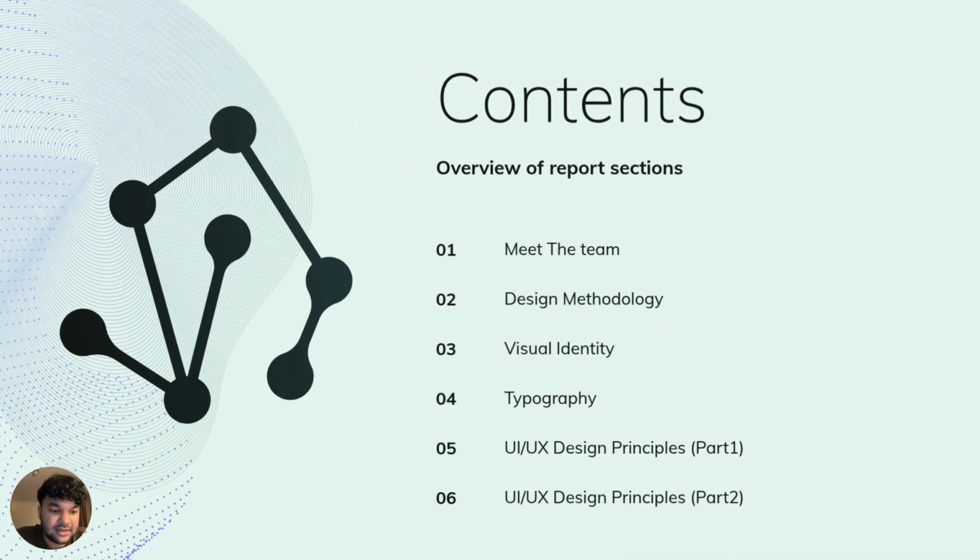Let's talk about the contents in this presentation. Here's an overview of what I'll be covering in our presentation today. First, I'll introduce you to our wonderful team and explain our overall mission for this project. Next, I will talk about our design methodology, how we approach this project from concept to real life execution of the software. After that, I'll share our visual identity and the reasons behind our color choices. Then I'll explain our typography and why we chose certain fonts to align with our brand. Finally, I'll dive into our UI and UX design principles, which will highlight how we prioritize users' needs and accessibility throughout the project. So let's get started.